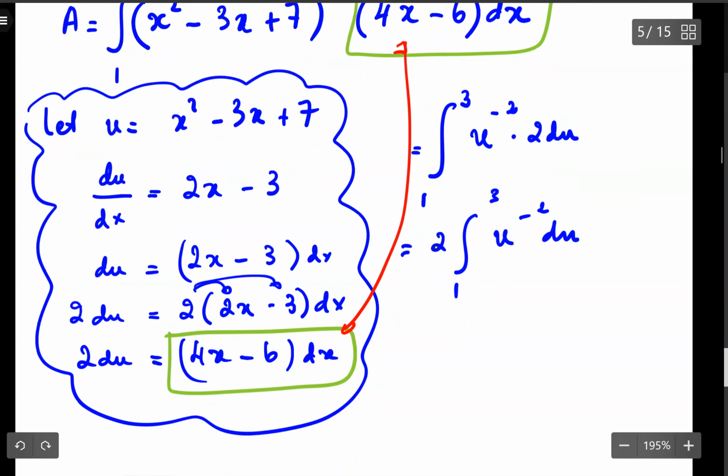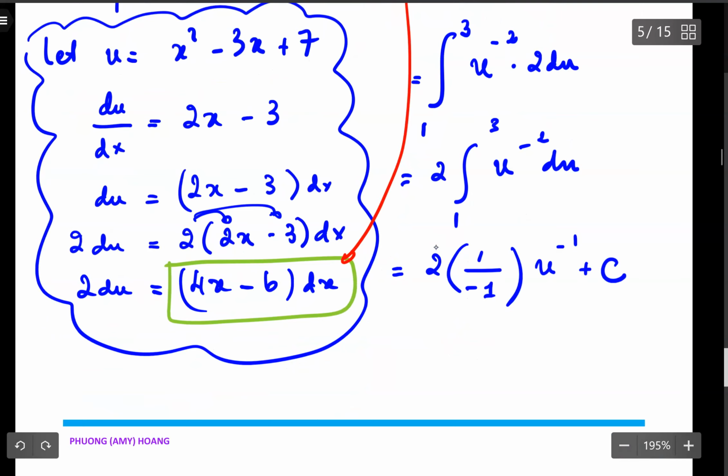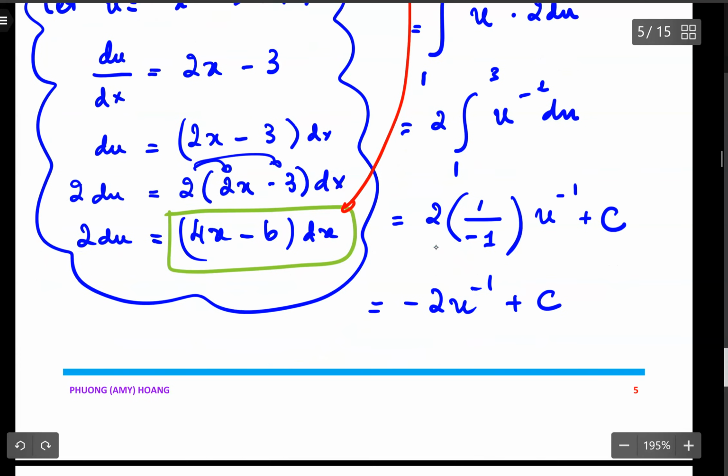The next step is to add 1 to negative 2. So that will be negative 1, and I have to divide by negative 1 in this case. So this will be u to the negative 1 plus c, and the 2 makes it negative 2. So I will have negative 2 times u to the negative 1 plus c. I would like to write my equation like this: negative 2 over u plus c.